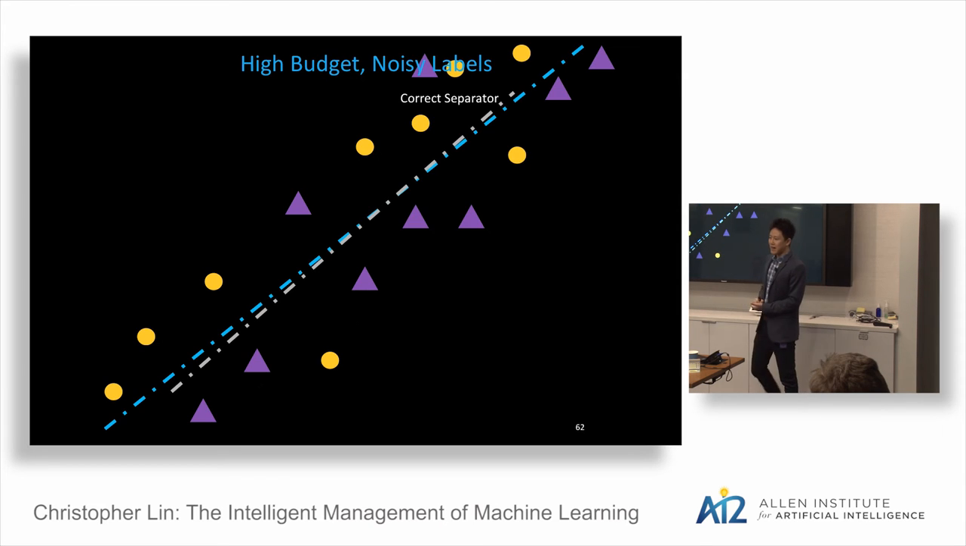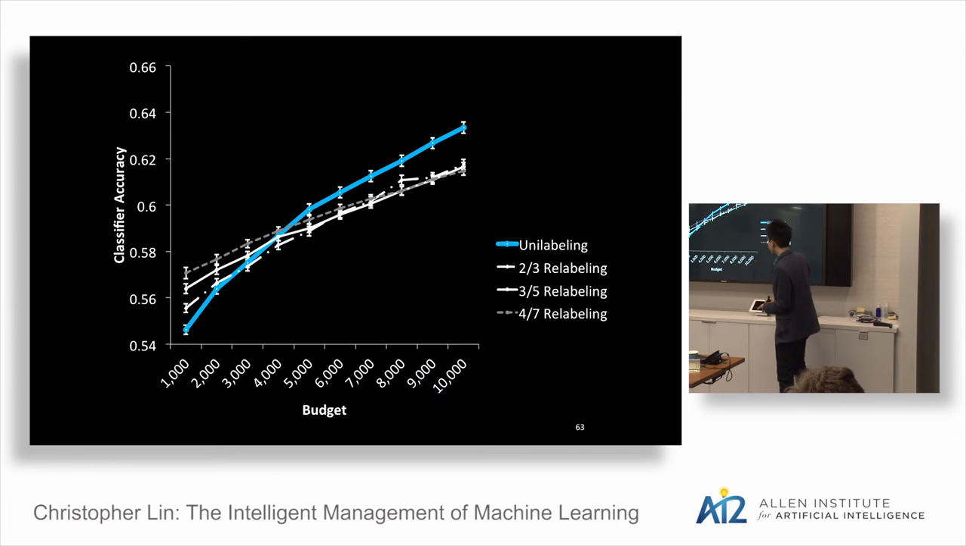But what happens if you have a high budget? Well, if you have a high budget, then noise just becomes noise, right? Getting more examples becomes a form of relabeling, essentially. You can get a lot of data points that are close to each other, and basically the learner can ignore all the noise in the data set. And so what this intuition shows us is that when you have a very high budget, unilabeling should become more useful.